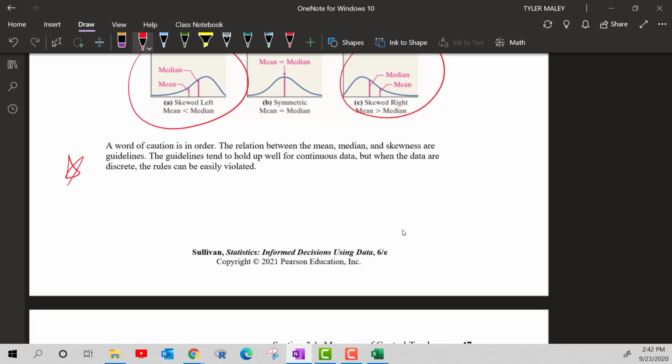These are just guidelines and don't always work out for everything, right? So we just want to take those lightly, but that's generally what's going to go on roughly.